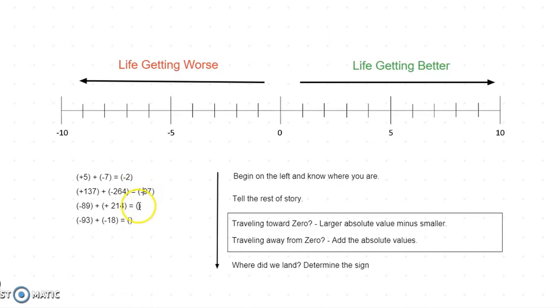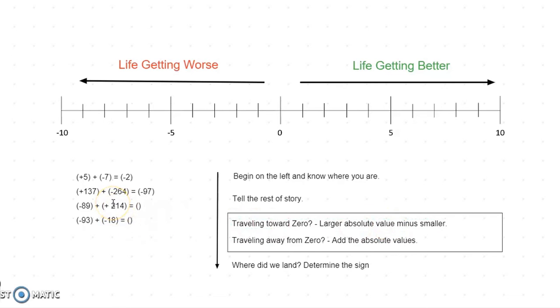So let's take another look at one like that, and then we'll do one that's a bit different. So here we're beginning at negative 89. We're way out on the left, beyond my number line. A lot of stinky socks in the room, but I go to add 214 air fresheners. So from the region on the left, life is getting better. I'm moving to the right. And of course that is, yep, toward 0. And so subtract the absolute values.